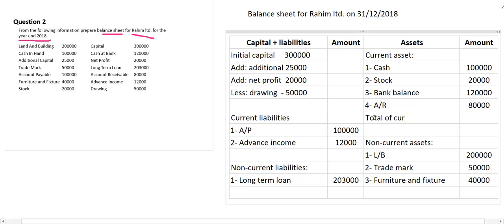So total of current asset. How much is the total of current asset? Please find out the total of this one, right? So 1 lakh plus this one, 1,20,000. 1,20,000 plus 80 becomes 2 lakh. 3,20,000. So 3,20,000 becomes the total of current asset.